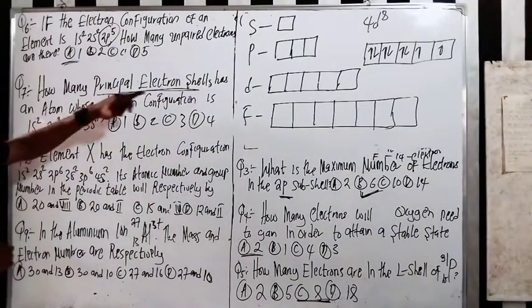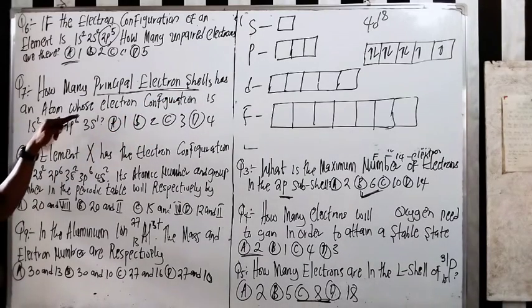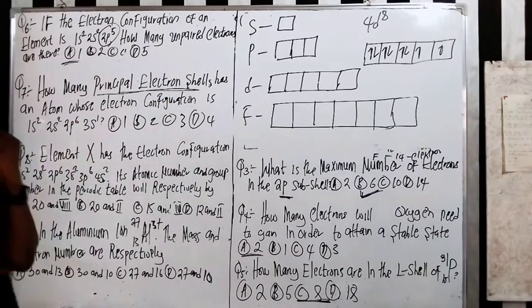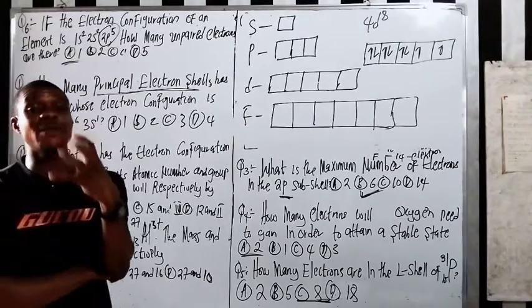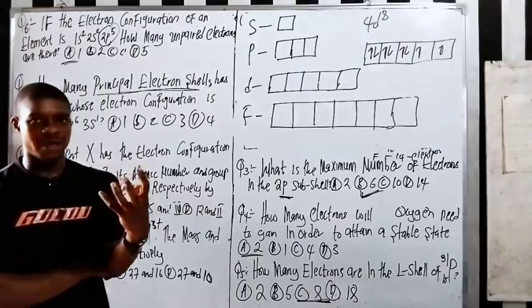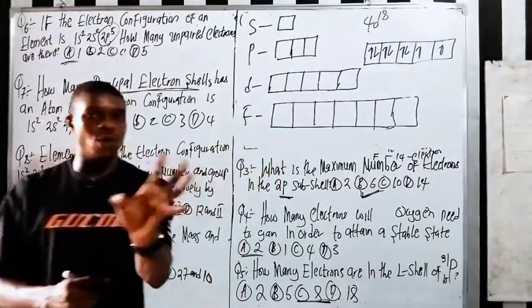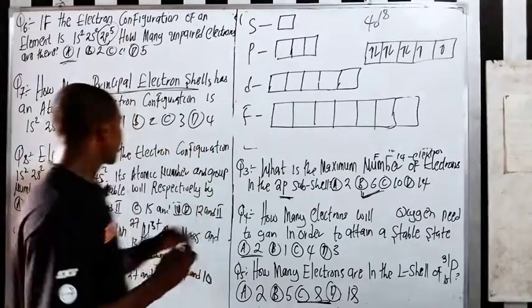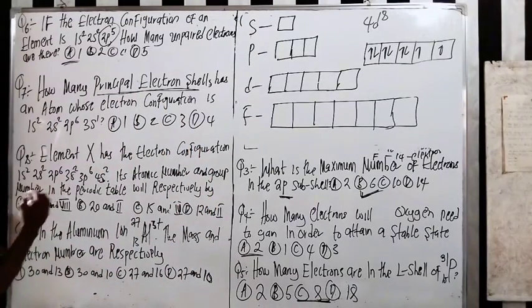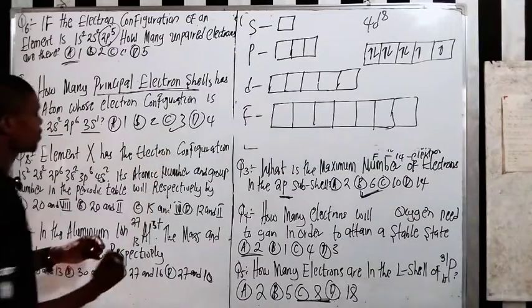Okay, how many principal shells does an atom have whose electron configuration is this? So they ask you how many principal quantum numbers, or principal shells, you have there. Do you understand? Again, back to K, L, M, N, O, P, Q, right? Here we have 1, 2, and 3. Just 3. The answer is 3.